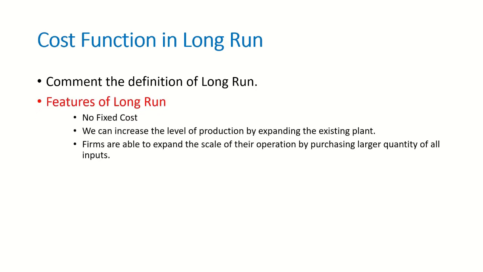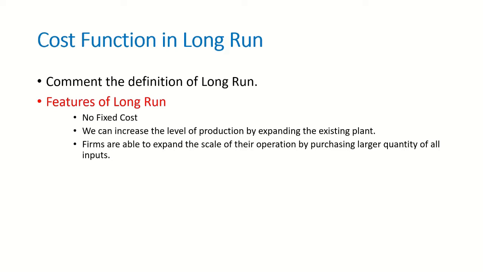Next we are going to discuss the various features of the long run. Mainly there are three features. The first one is that there is no fixed cost. In the long run there is no fixed cost because all the inputs are variable. And we can increase the level of production by expanding the existing plant. It's important: if you want to increase the level of production, you can increase the size of the plant, and if you want to decrease the level of production, you can reduce the size of the plant.